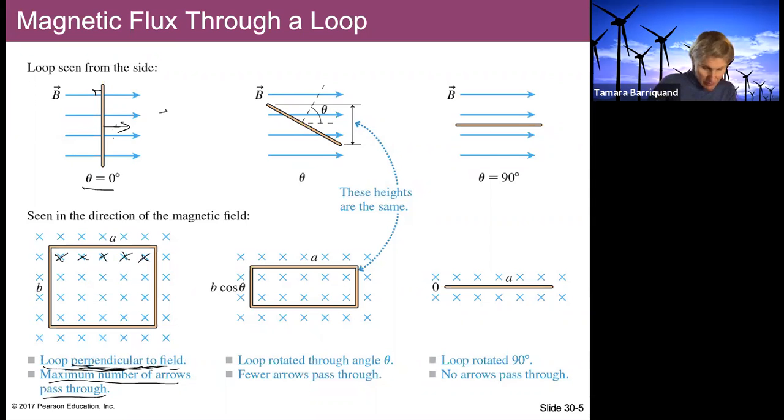Now let's imagine that our loop is instead rotated through some angle theta. So here's our angle theta. It's been rotated through some angle theta here. And so now we have a much smaller effective area, and fewer arrows are going through our loop. And of course, the other extreme example: if our loop is rotated completely 90 degrees, no arrows will pass through. So we have 0 flux in that case.